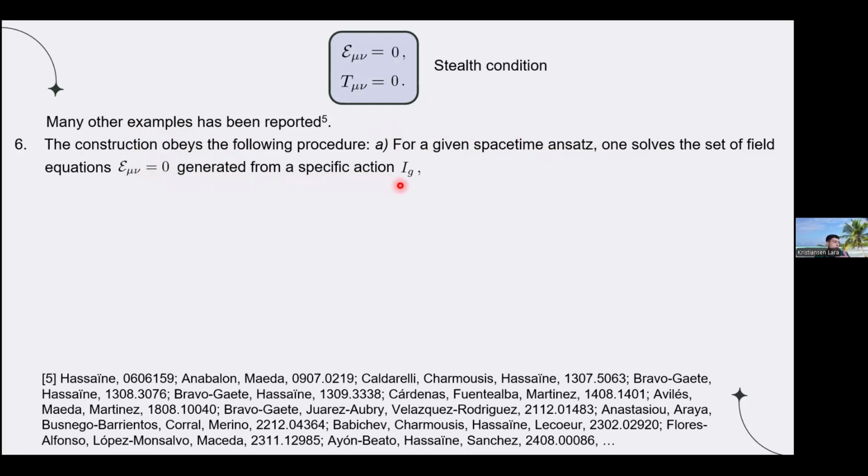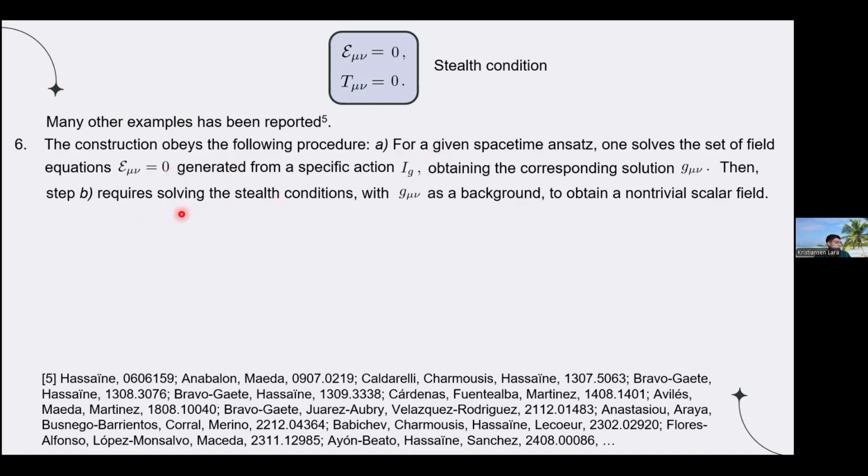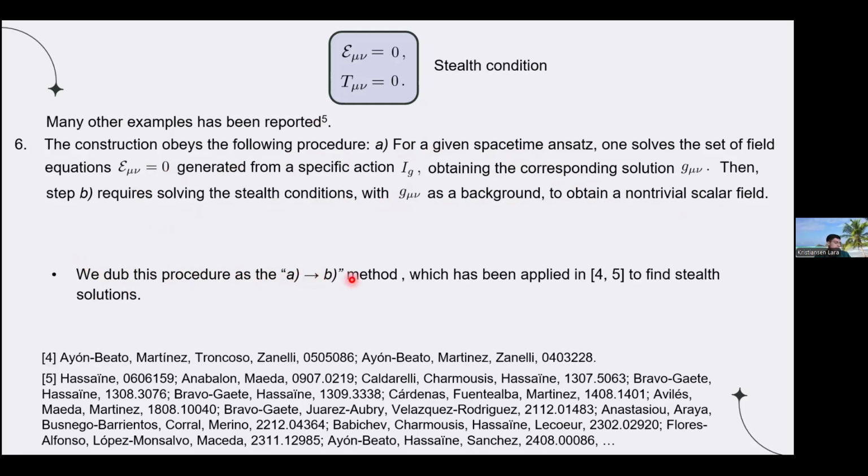So basically, one tries to solve this differential equation and tries to find, for example, the metric function f, if one has a line element with a metric function f, obtaining the corresponding solution g_μν. Then step B requires solving the stealth conditions with g_μν as a background to obtain a non-trivial scalar field. We dub this procedure the A to B method, which has been applied in 4, 5, and all of the references that I have here in order to find stealth solutions.